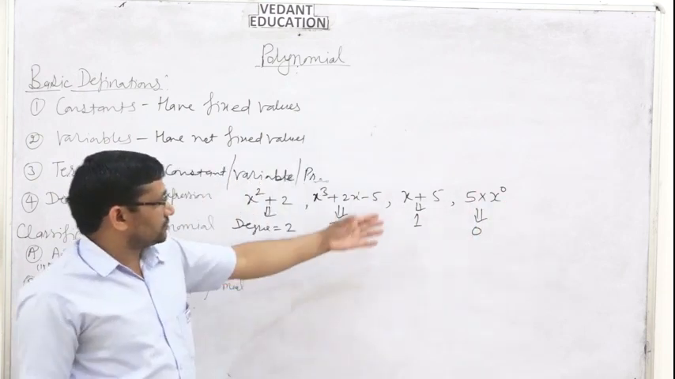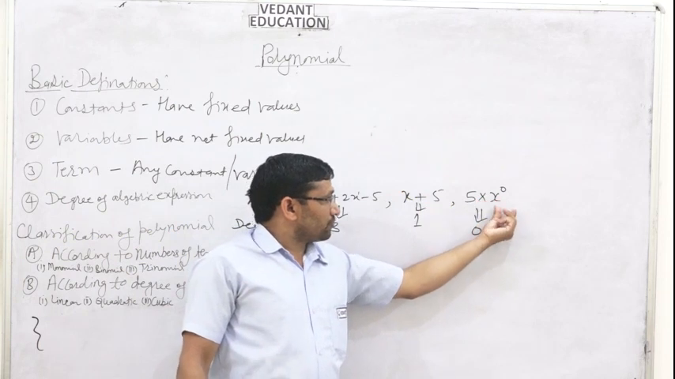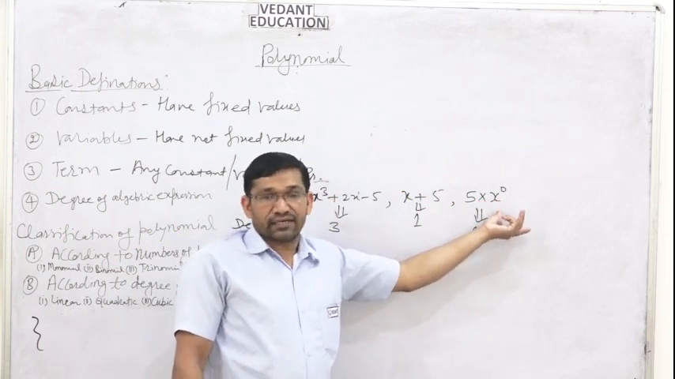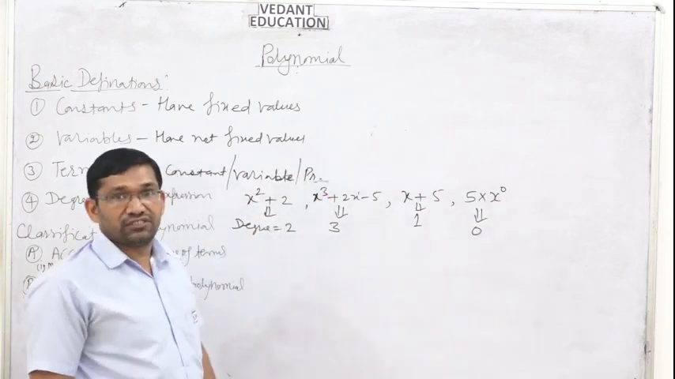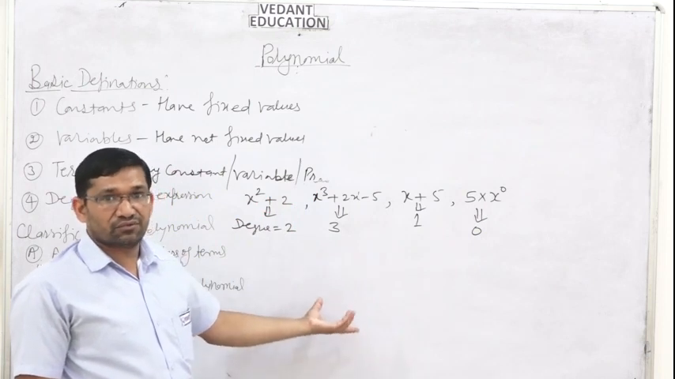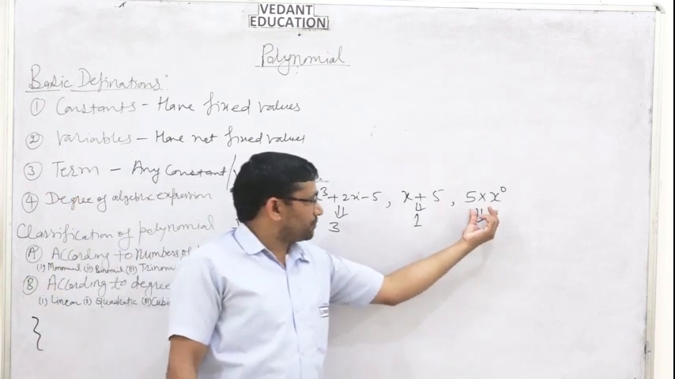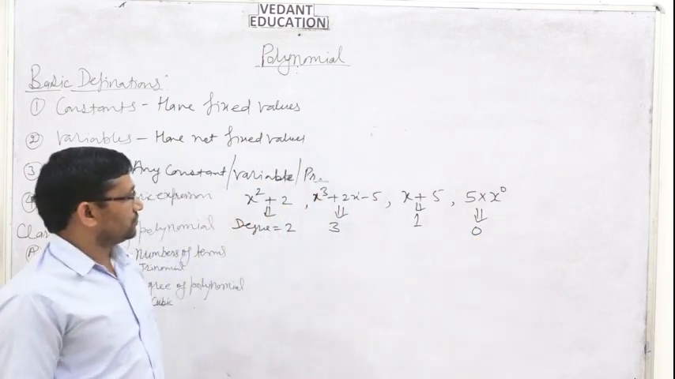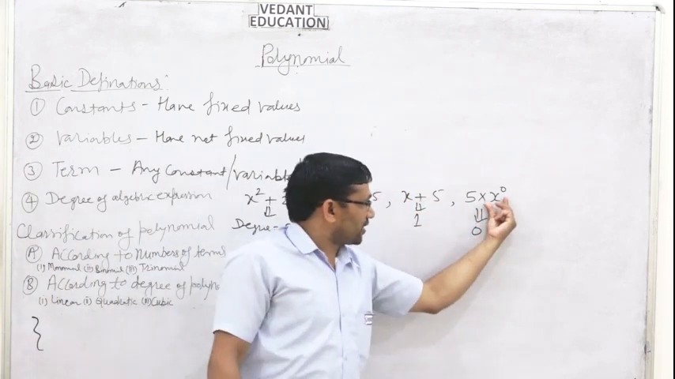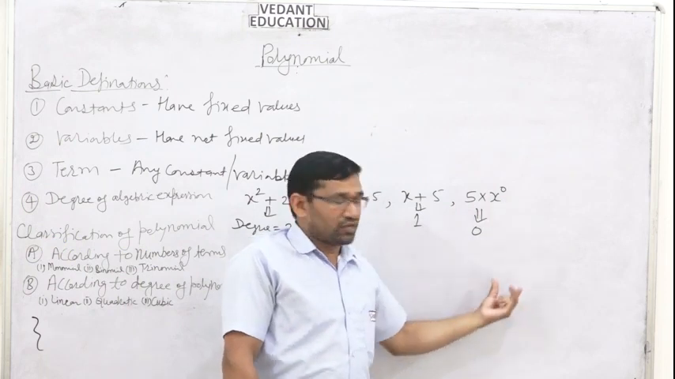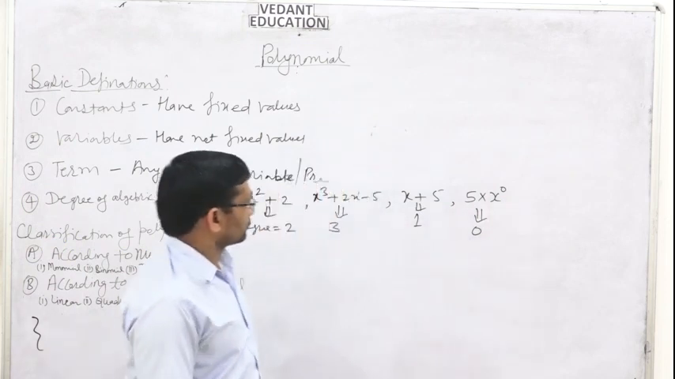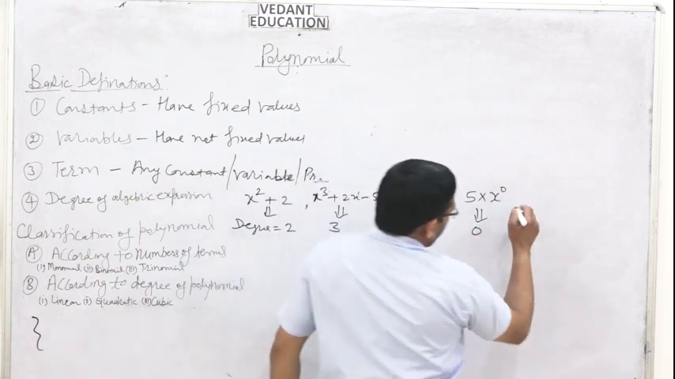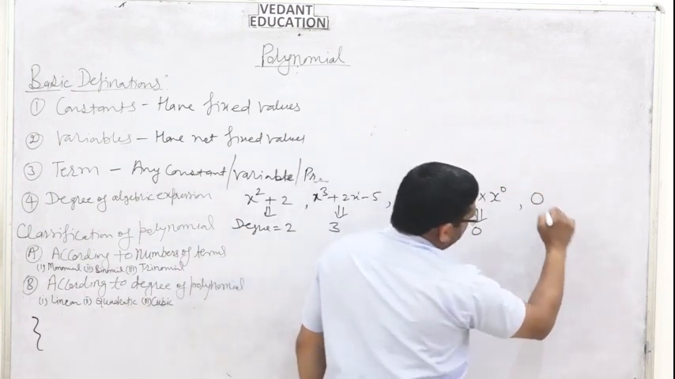Because we represent it in the form of variable x power 0. X power 0 is 1. 5 multiply 1 is also 5. So we can represent 5 multiply x power 0, and the degree is 0. Highest power of variable, here variable is x. So degree is 0. Now suppose 0.